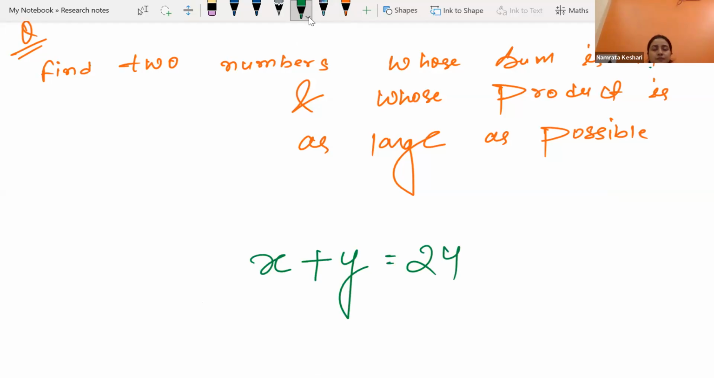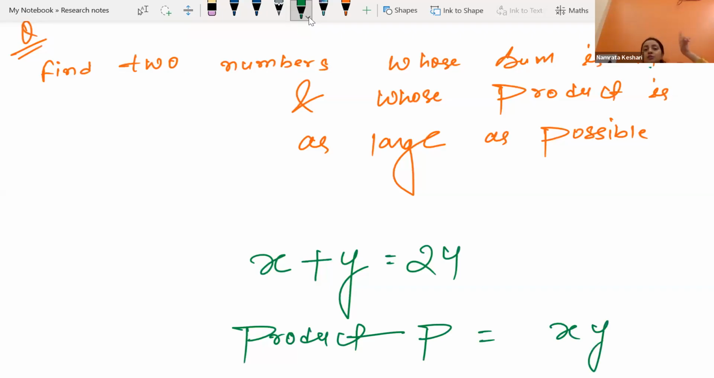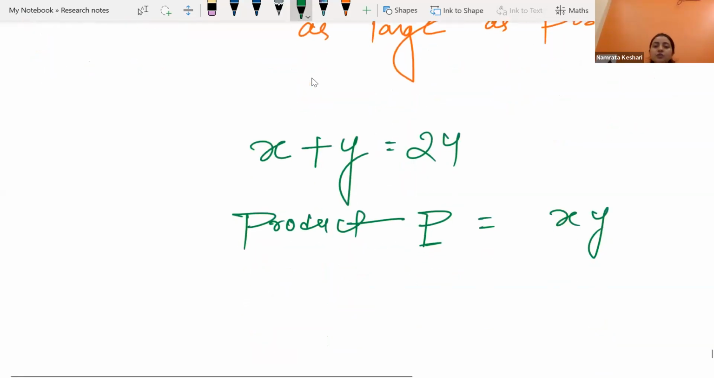Yes, ma'am. And the product is as large as possible. So what do we need to maximize? The product function. You can call it p of x or whatever. Product means x into y. This P we need to maximize, the way we used to maximize f of x, right? By finding f dash x and then finding the critical point, right? Yes, ma'am. Okay.